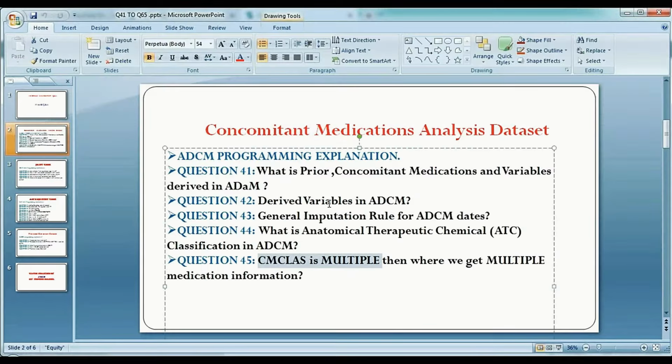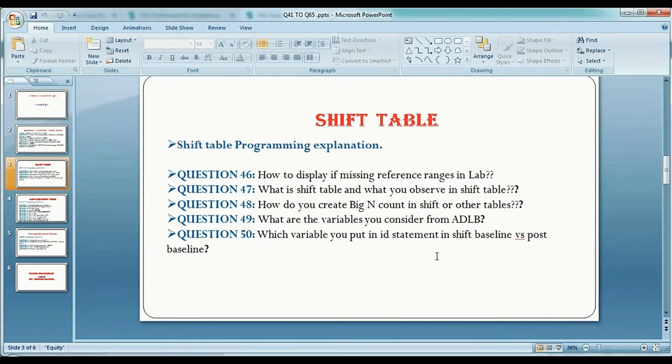So here you can see all the variables. The next question is all five questions related to the shift table. Generally programmers think that the shift table is very hard, but that is not a hard table. Understanding of the shift table is a major logic for all the programmers. So here we are expecting the shift table questions like this.